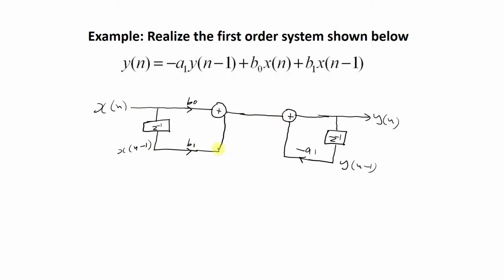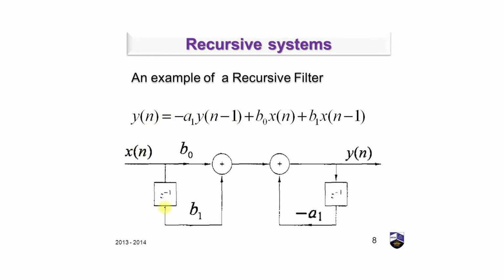This is the realization of the first order system. Here we can see the correct picture of the first order system realized using the symbols.